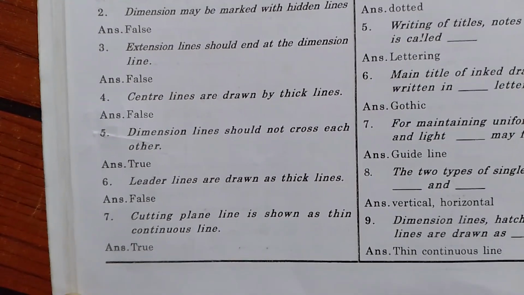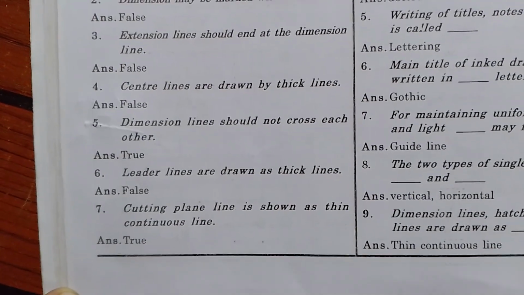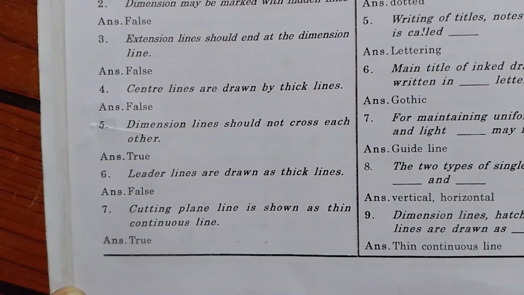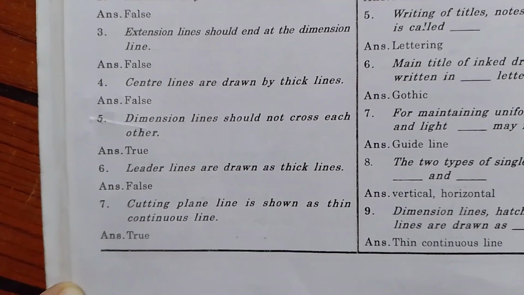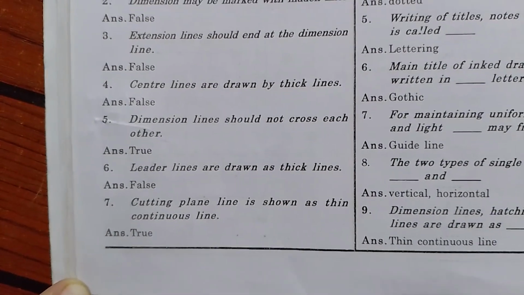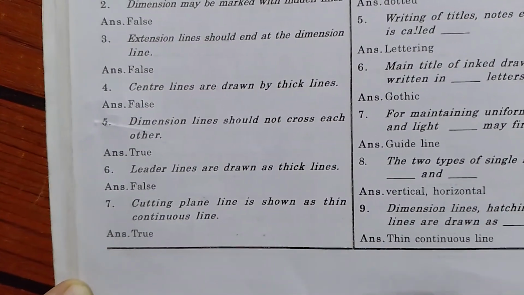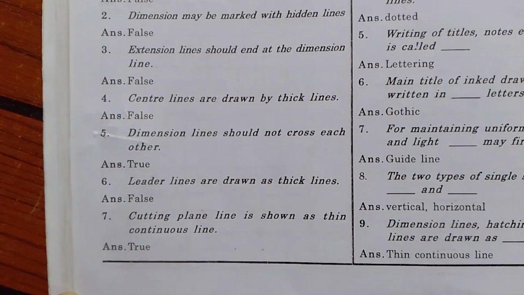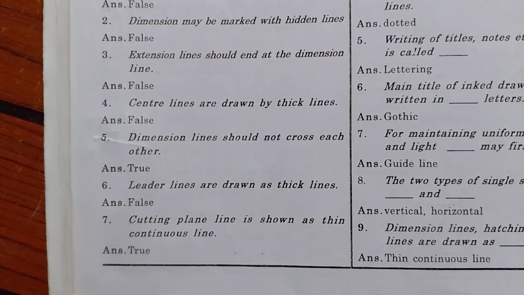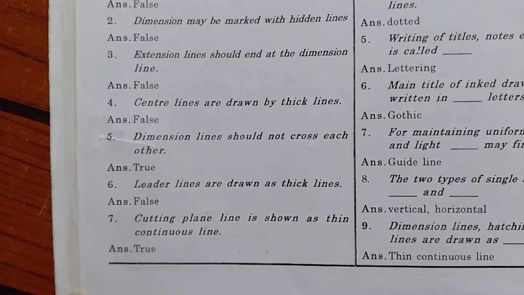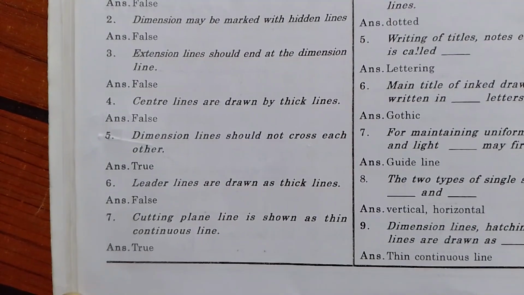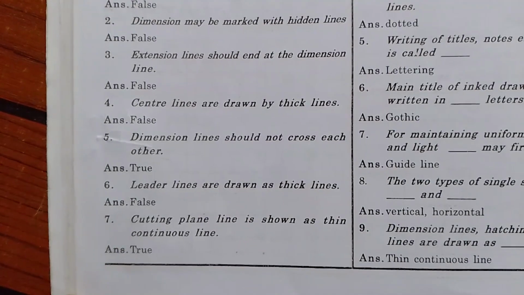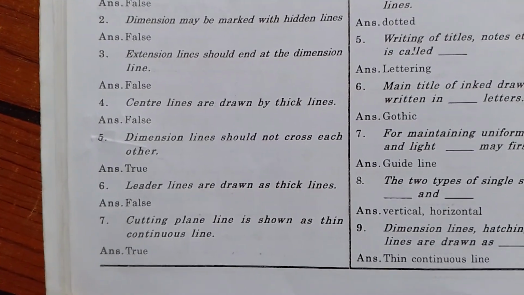Dimension lines should not cross each other. Question 5, this is true. Dimension lines should not cross each other. Question 6, leader lines are drawn as thick lines. No, leader lines are again thin lines. I have already discussed. Question number 7, cutting plane line is shown as thin continuous line.